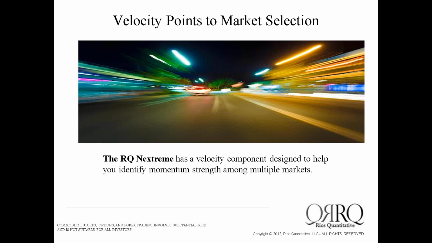In Ninja, it's called the market analyzer. In TradeStation, it's called radar. Well, in Ninja, which I use, it's called the RiosQuant market analyzer, which has a component indicator called next stream. And the next stream is a velocity component that's designed to help you identify momentum strength among multiple markets. Remember, we want to see which instrument holds the greatest promise of continuation or evolution into a new trend.